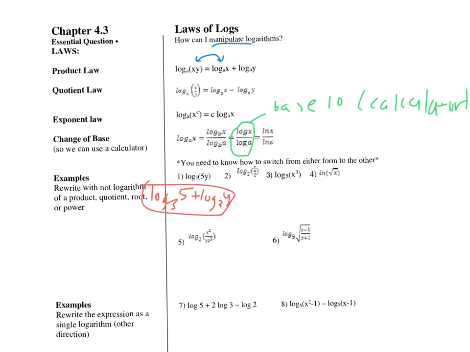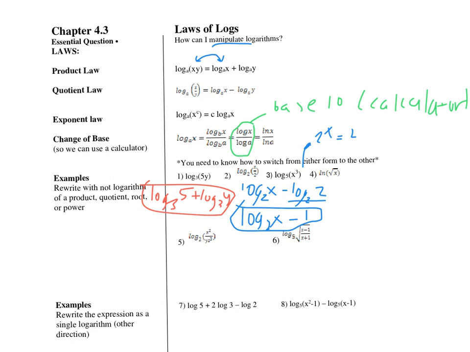Number 2 then, I'm going to write that as log base 2 of x minus log base 2 of 2. Now I'm actually not going to stop there on that one, because log base 2 of 2, I actually know what that is. That is 1. So it is log base 2 of x minus 1. And I know that's 1 because if you rethink that as 2 to what power gives you 2, and it's obviously 1.